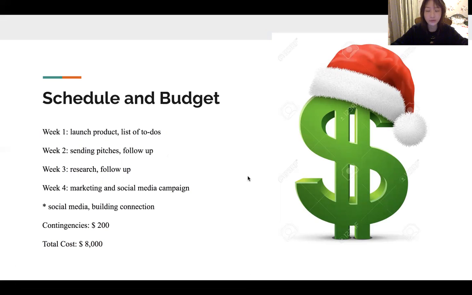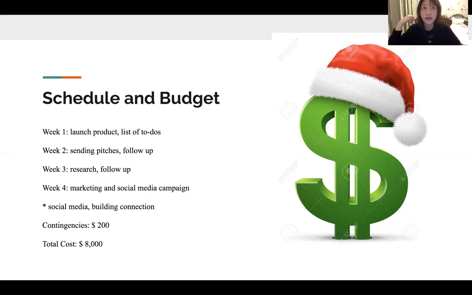And the schedule. It's a 4-week campaign, from December 1st to the end of December. The first week we will launch our products. So we'll have our logo designed and we will have a list of news media outlets and podcasts to pitch, and influencers to pitch as well. Week 2 is basically sending pitches and following up with the people we have contacted.